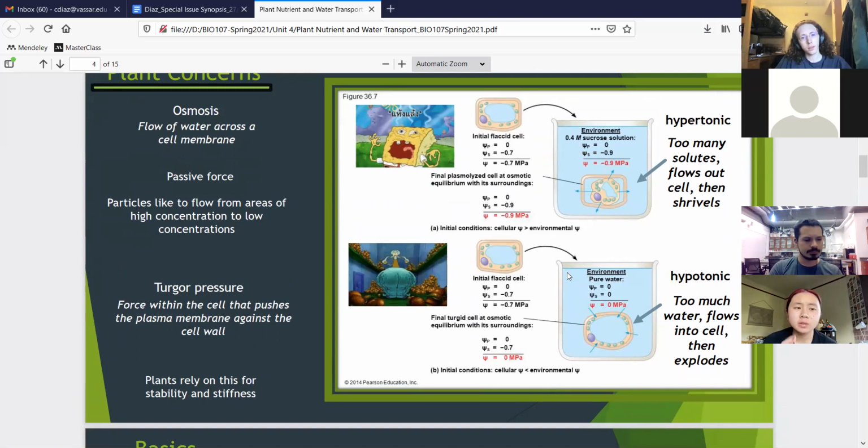Let's see. Wait, so when you're talking about the cell and the solution, do you say hypotonic solution? What would that mean? And then hypo and hypertonic solution. Could you just go over that one more time?